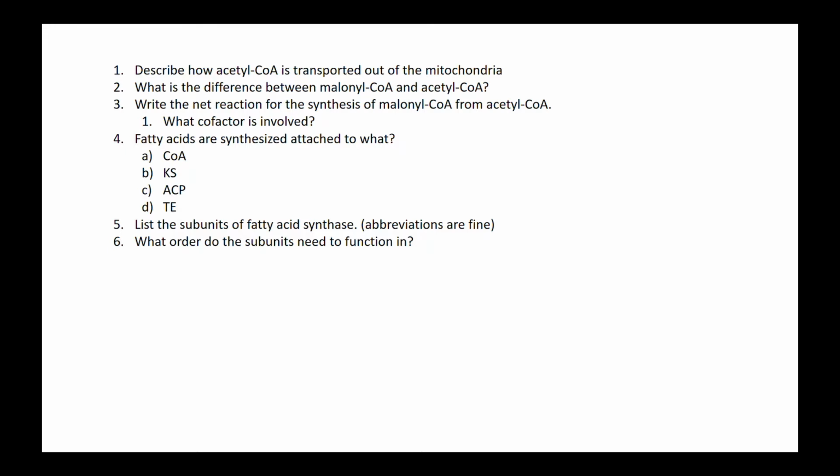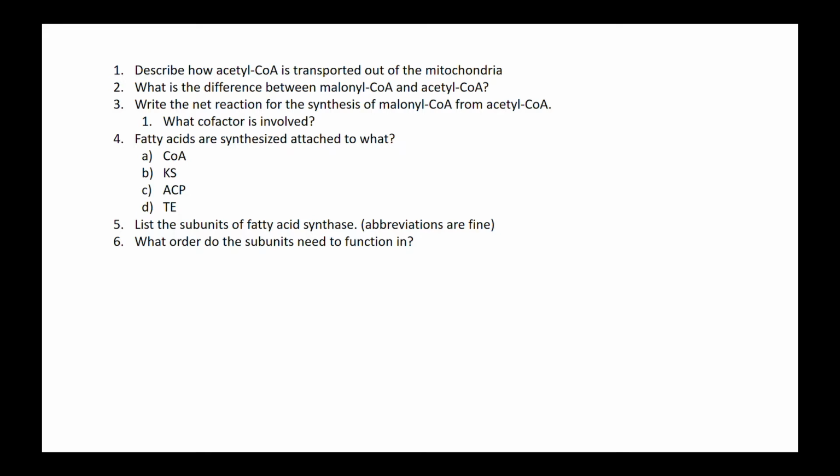They're made basically at the endoplasmic reticulum, but in the cytosol for all intents and purposes, the cytoplasmic side of the ER. So how is acetyl-CoA transported out of the mitochondria? Well, it's not directly transported. Instead, it is transported as citrate. So the acetyl-CoA inside of the mitochondria gets combined with oxaloacetate to form citrate. And that's done by the enzyme citrate synthase that we know from the citric acid cycle.